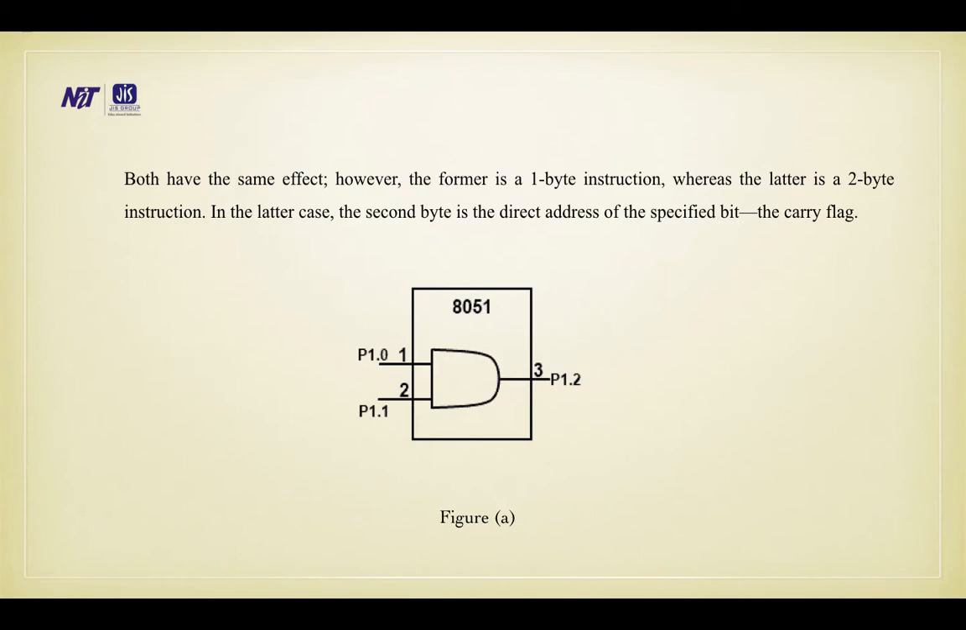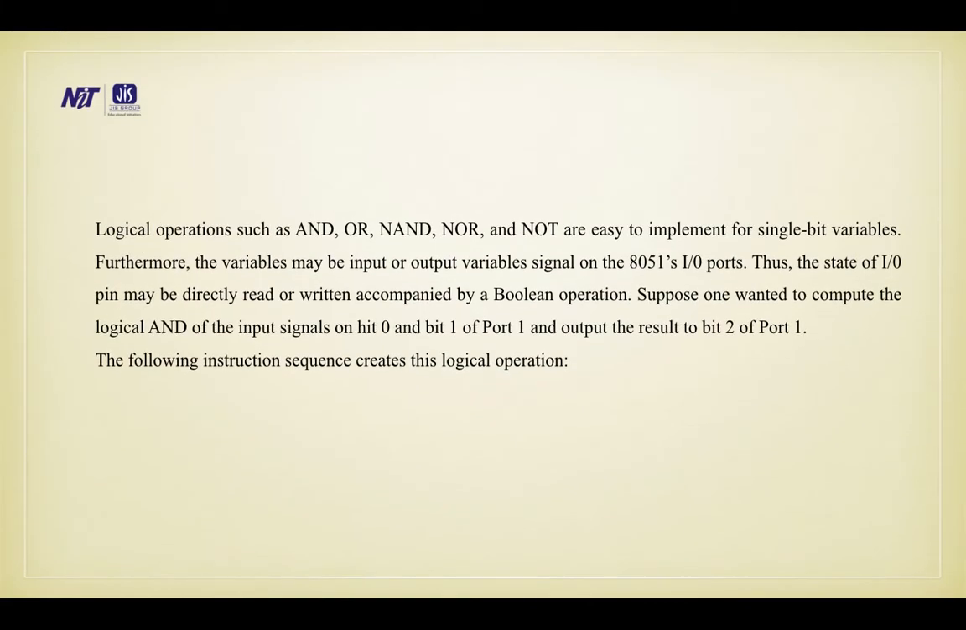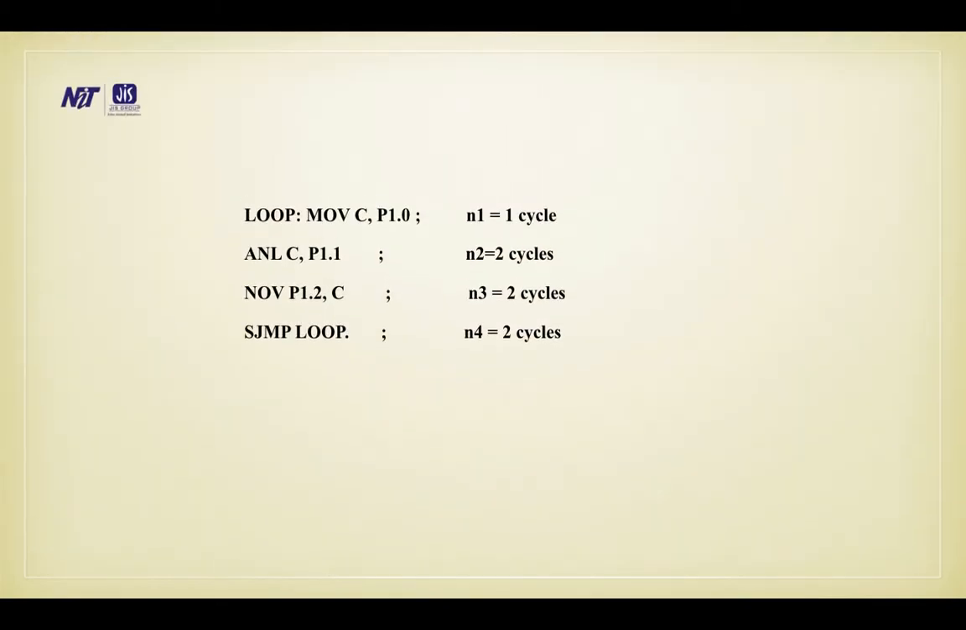So these are showing how the port is activated with the AND gate. Port 1.0 and 1.1 are inputs and the output is port 1.2. Logical operations such as AND, NAND, NOR for single bit variables are shown over there. Loop: MOV C, P1.0, 1 cycle; ANL C, P1.1, 2 cycles; MOV P1.2, C, 2 cycles; SJMP loop, 2 cycles.